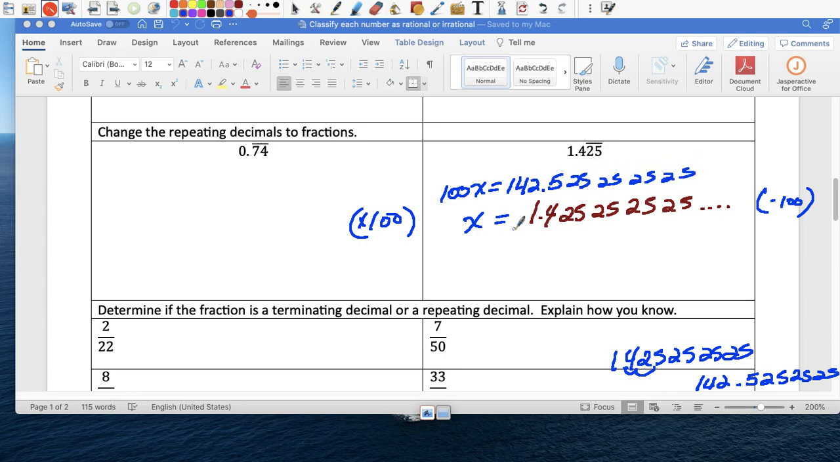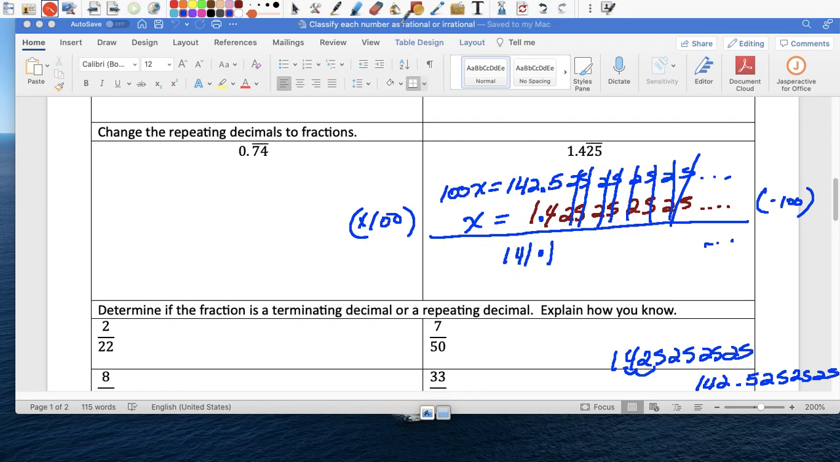Remember, the reason we're doing this is because we want to get rid of the repeating part, right? So we line up the decimals correctly, so you're subtracting the correct place values from each other. So the decimal comes down, and the repeating part goes away. 2 minus 2 is 0. 5 minus 5 is 0. 2 minus 2 is 0. 2 minus 2 is 0. 5 minus 5 is 0. 2 minus 2 is 0. And when you get to this, it's 5 minus 4, which is 1. And then 142 minus 1 is 141.